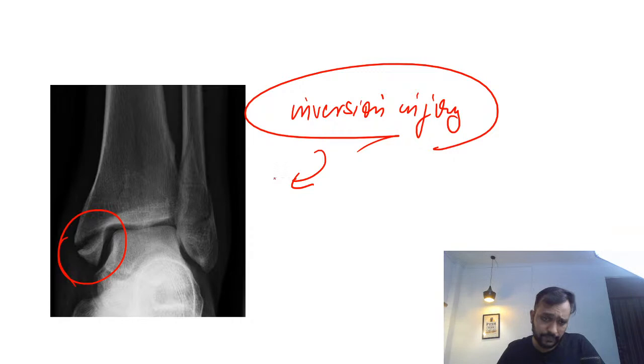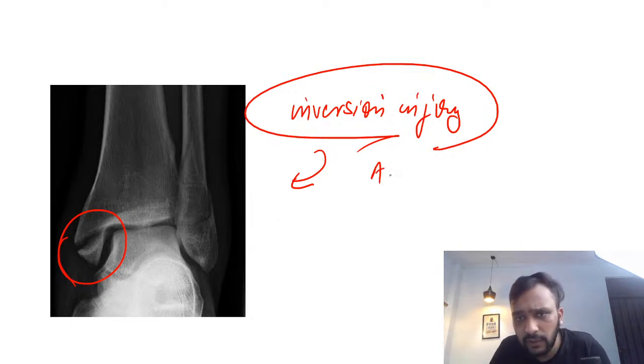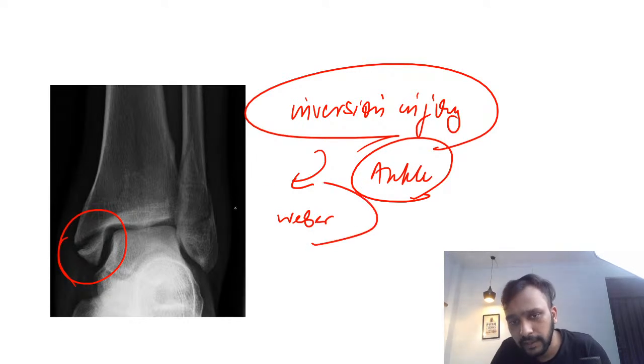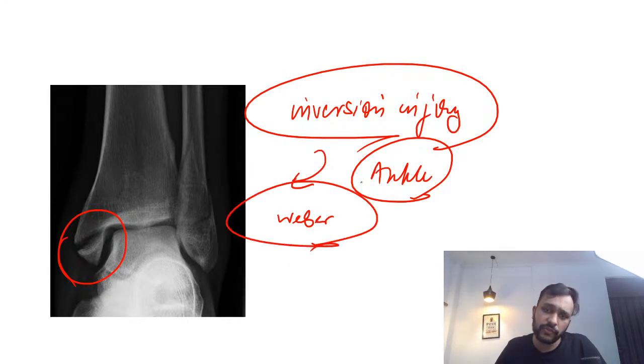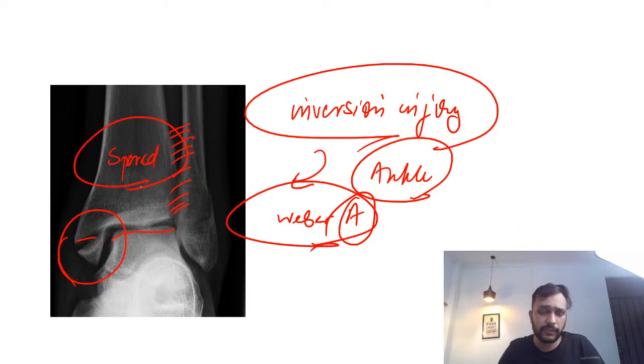And you know, this is the classification system that we use for ankle injuries, your Weber classification. Okay, so Weber A tells us that this fracture is lying below the talar dome, and the syndesmosis between the tibia and the fibula is spared.